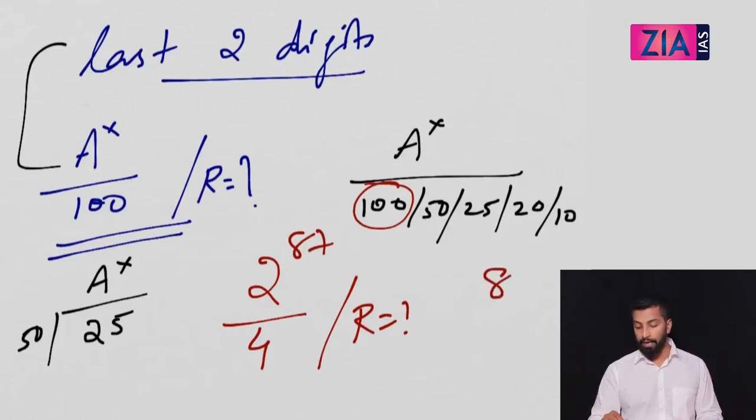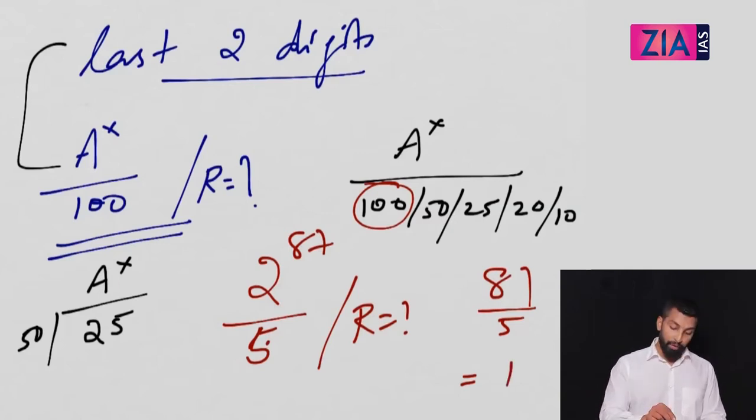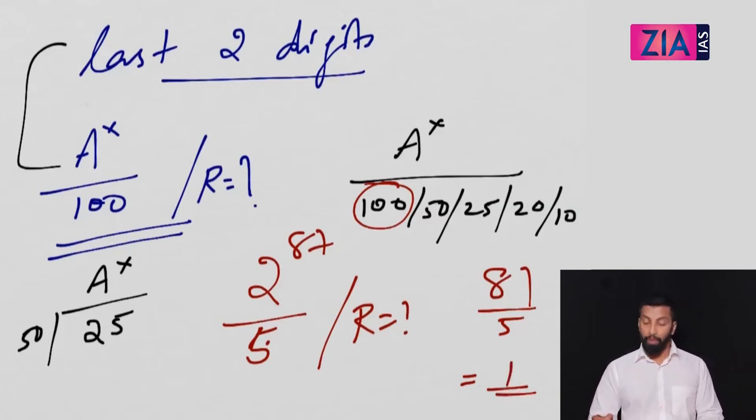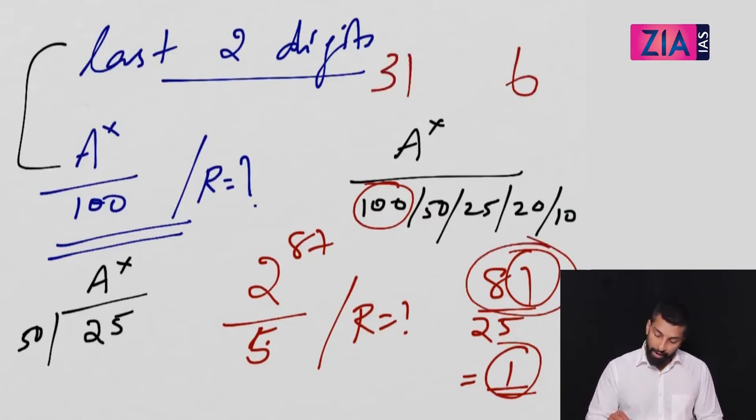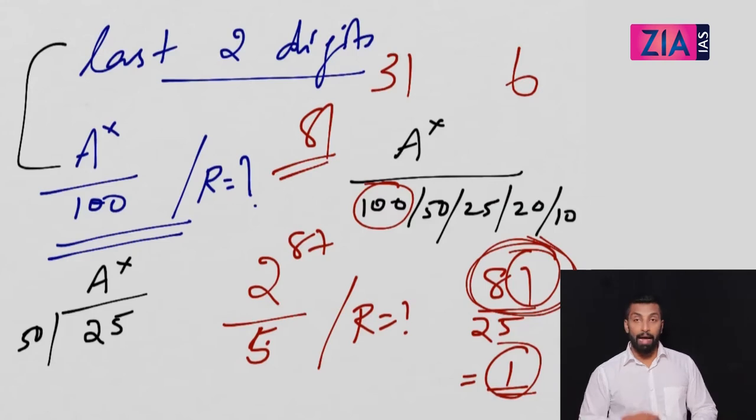If the last 2 digits are 81, what is the remainder? 1. I know that. Similarly, if the last 2 digits are 81 and I divide by 5, the remainder is 1. Divide by 2, the remainder is 1. Divide by 10, also 1. Divide by 20, also 1. Divide by 25, the remainder is 6. Divide by 50, the remainder is 31. Divide by 100, you get 81 itself as the remainder. The last two digits are actually the remainder when divided by 100.